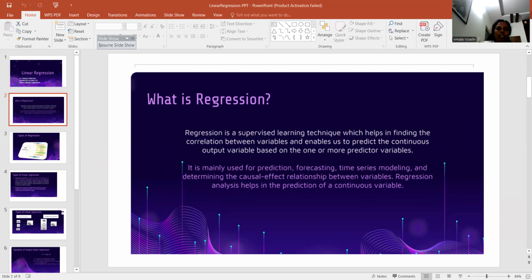Regression is a technique used to find the correlations between independent variables and dependent variables. It enables us to predict continuous output variables based on one or more predictor variables. Regression is mainly used for prediction or forecasting, time series modeling, and determining the causal effect relations between the independent and dependent variables. This analysis helps the prediction of continuous variables. This is called regression.